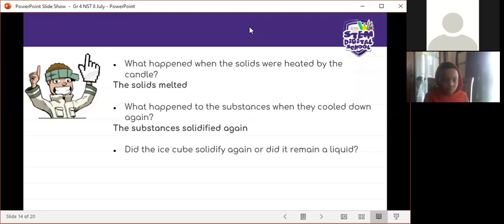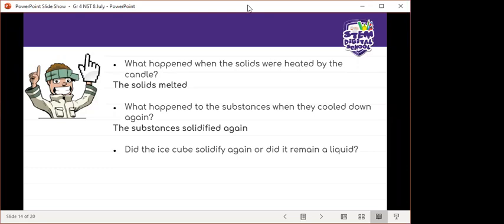All right, guys. Next question. Did the ice cube solidify again, or did it remain a liquid? So now we're asking about a particular substance, the ice cube. Did it solidify again, or did it remain a liquid?